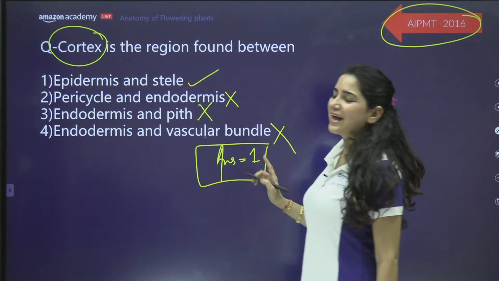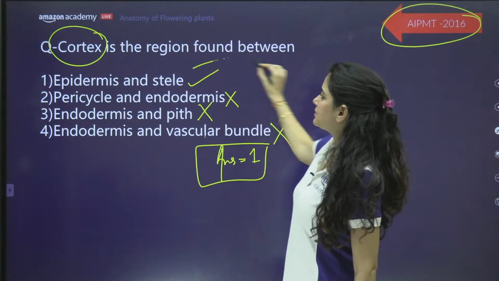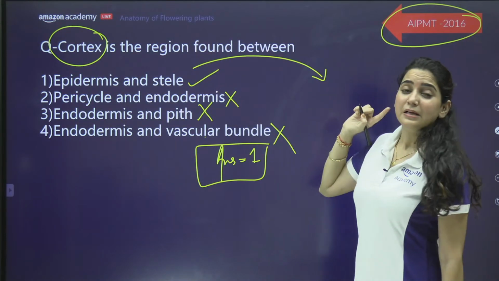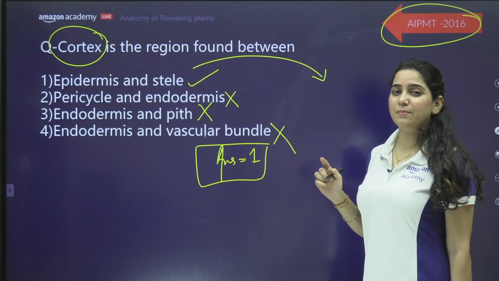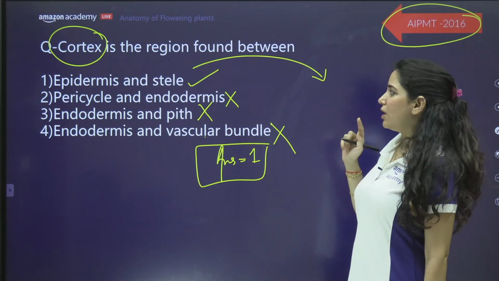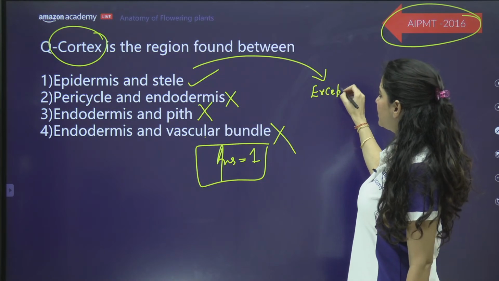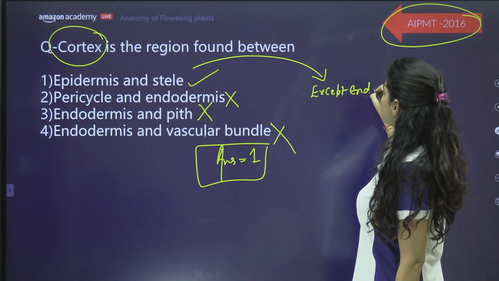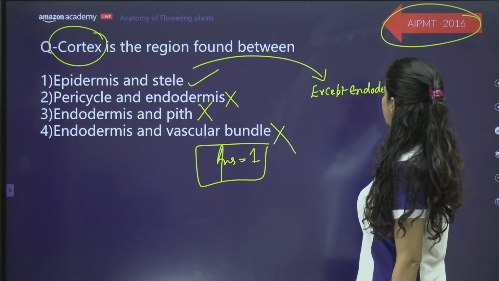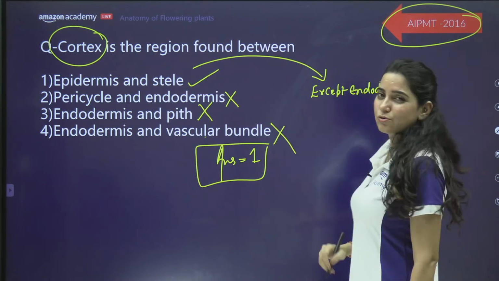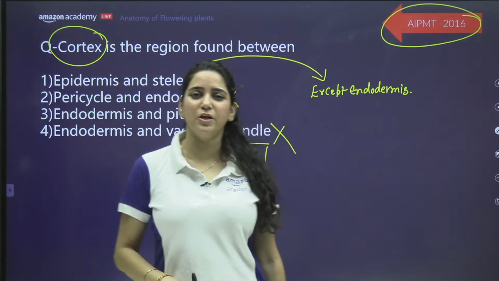And do not forget, steel क्या होगा? Steel है all the cells underlined by endodermis. So except endodermis, right? Remember, except endodermis. So what are those cells which will be included in steel? Can you write down? कौन सी cells होंगी included in this stellar region?